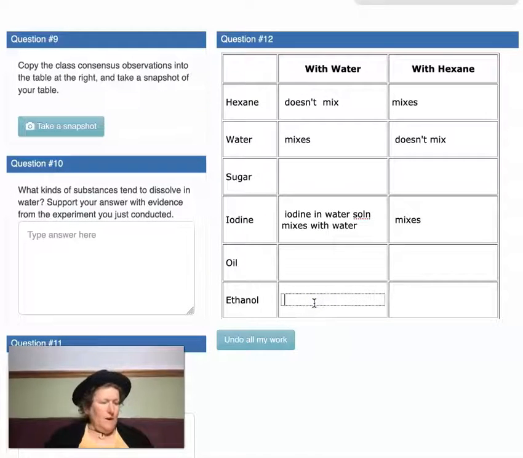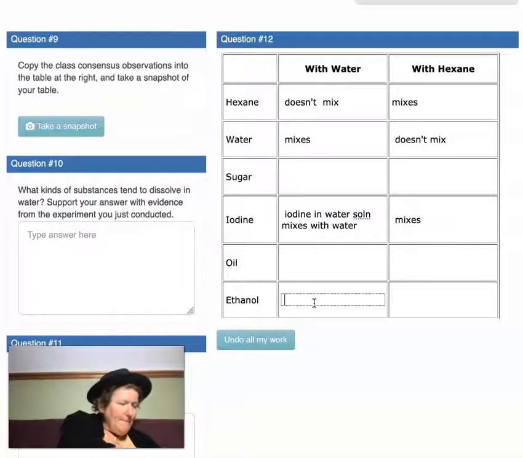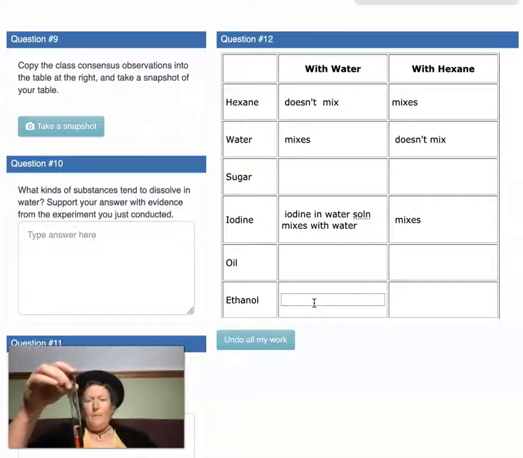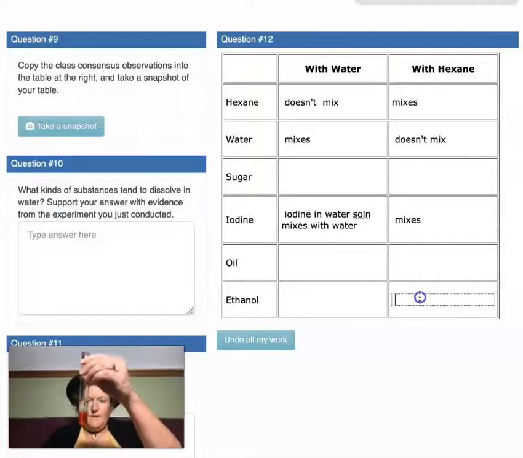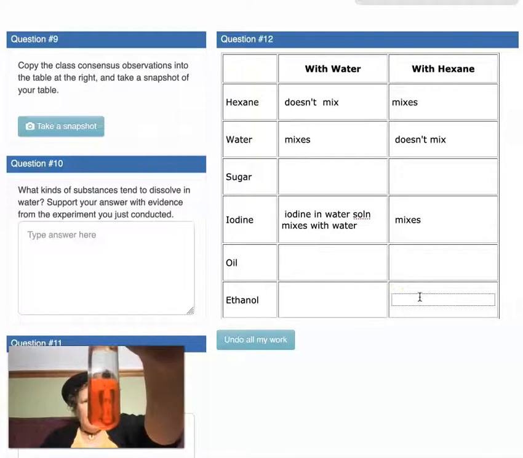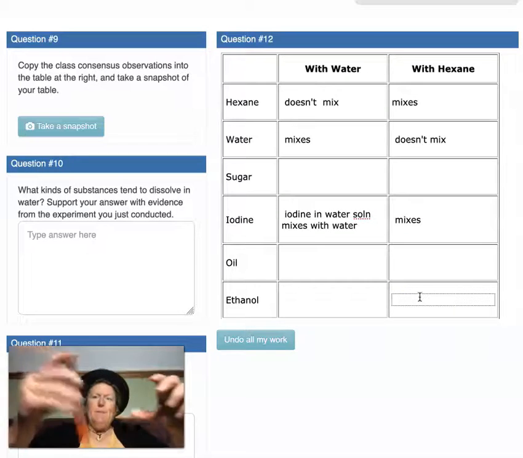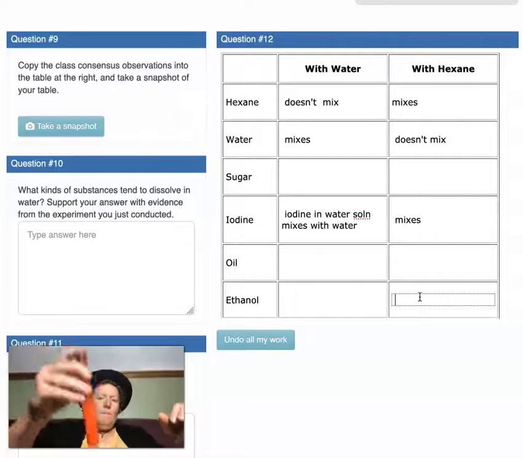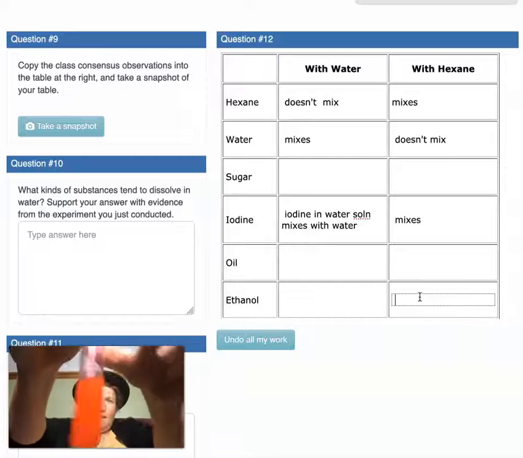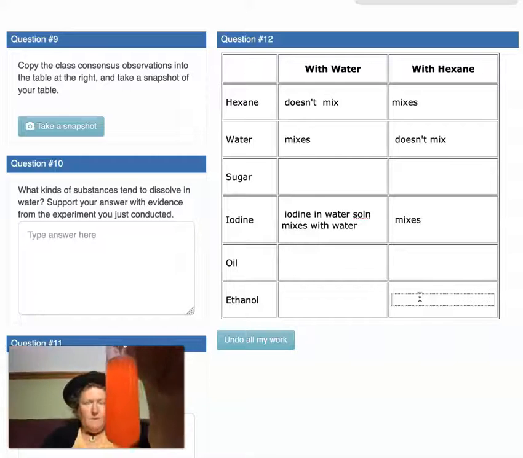Ethanol I dyed red so you can tell it apart from water. Here's ethanol and hexane. You can see they're very separated. This test tube's been sitting for a while. If I shake them up and we watch them for a little bit, they will separate just like they were.